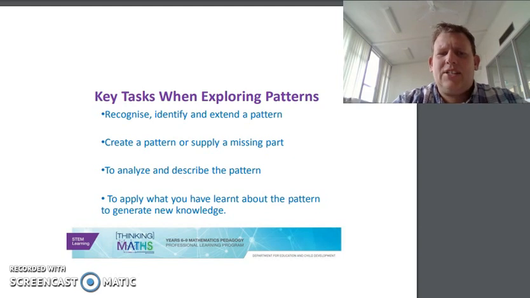All right, so our key tasks, these are like our learning intentions. Our learning intentions for you are to recognize, identify and extend a pattern, create a pattern or supply a missing part, analyze and describe the pattern, and apply what you've learned about the pattern to generate new knowledge. So that's what we're going for with our tasks today.